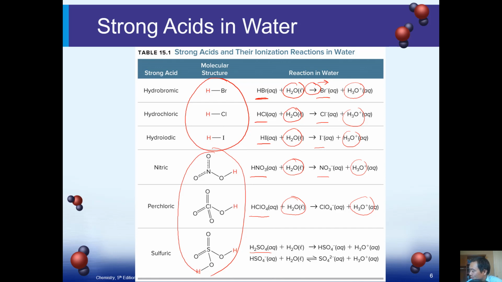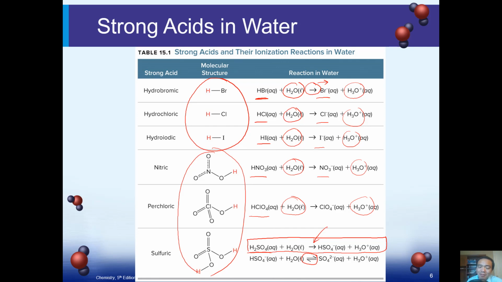And you also look at this little bit special case for sulfuric acid. Notice that only the first step is strong, or 100% ionization. But the second step, it goes both ways. Did you notice that? So sulfuric acid is classified as a strong acid, but only the first step is strong. The second step is not. The second step is actually weak.